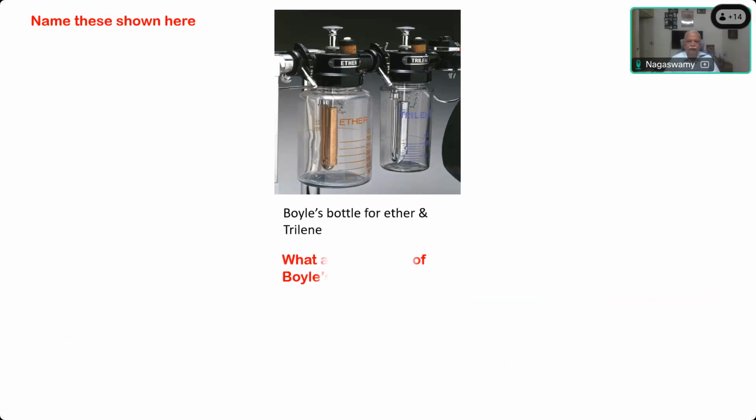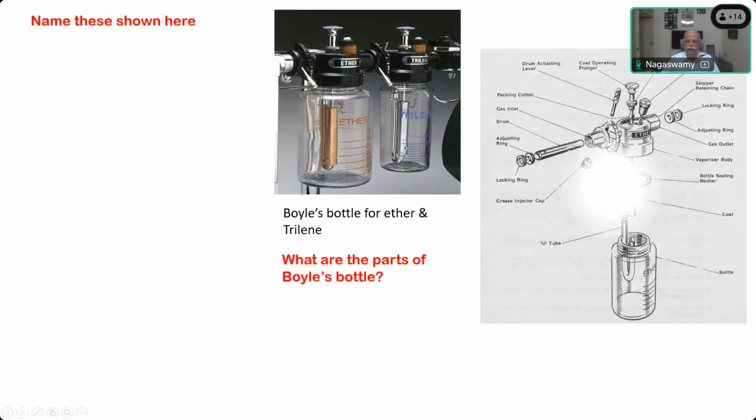Okay. So what are the parts of the Boyle's bottle? Of course, you won't know all these things. There's a picture to describe all that. I'll just show that straight away. You can see there is a copper U-like tube going there. And there is a stem with a head which can be pulled up or pulled down. It's called the plunger. And this is the lever to operate the bypass system. Variable bypass is one of the techniques vaporizers use.